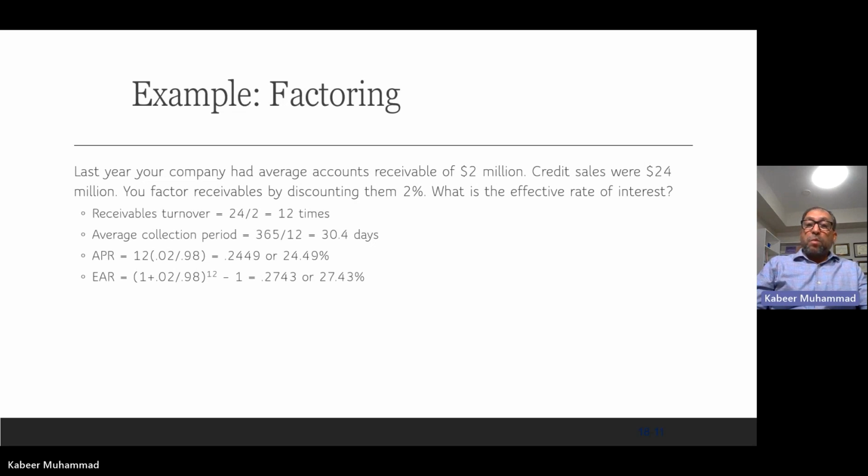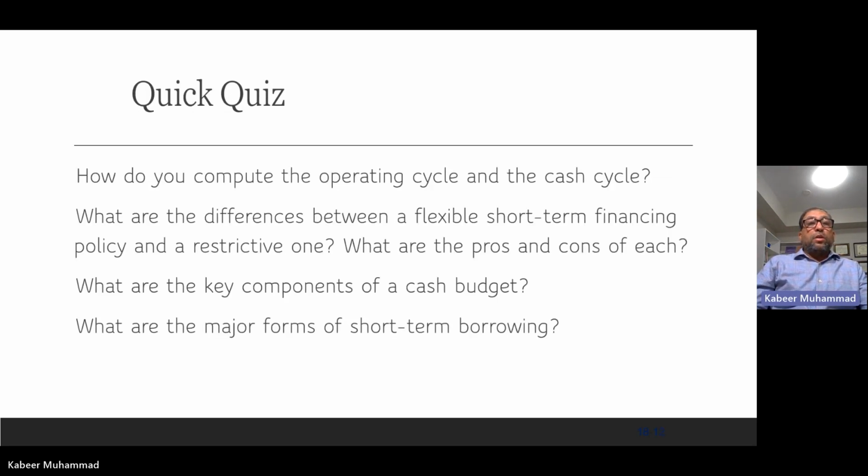What is the difference between APR and EAR? So you already know those things. So how do we compute the operating cycle and cash cycle? We already know that operating cycle is inventory period plus accounts receivable period. That's our operating cycle. If we want to find out the cash cycle, we have to subtract the payable period out of this operating cycle period.